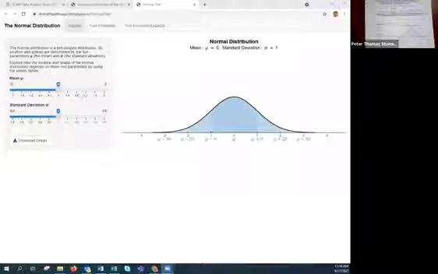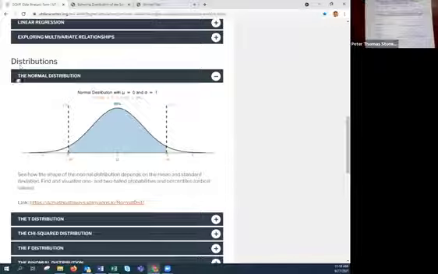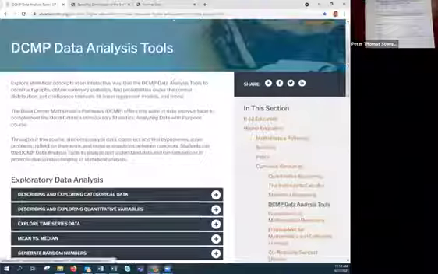And I'm going to share the screen. So again, this is our data analysis tool. And you want to find the area under a normal curve. So we're going to go to the distribution, normal distribution. When you click on that, it'll bring you to this app. So again, in the data analysis tools in the data center, the normal distribution, it'll bring you to this app right here.